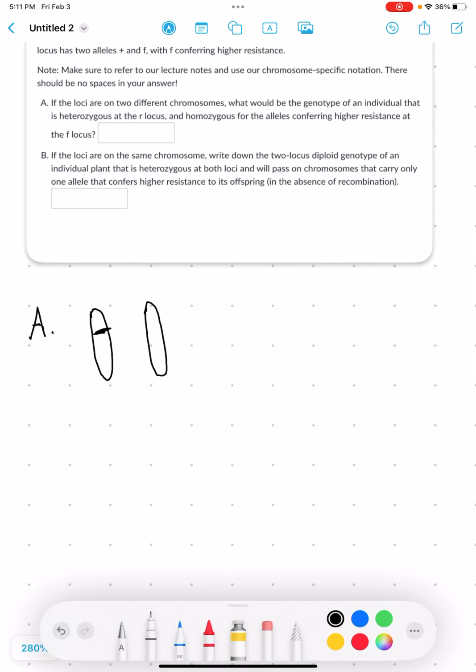Let's say that this right here is a maternal gene. There's a chromosome that's maternal, and this is a paternal chromosome. And these right here are on chromosome 1. This is chromosome 1.